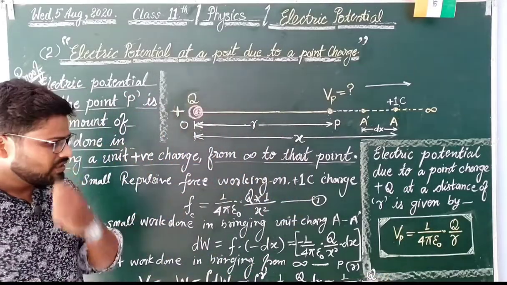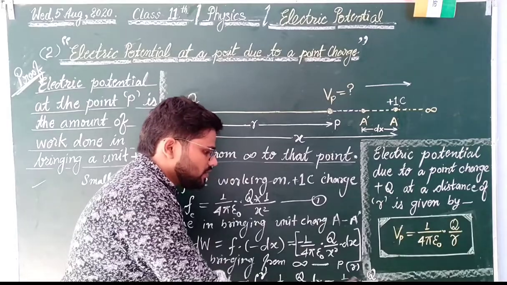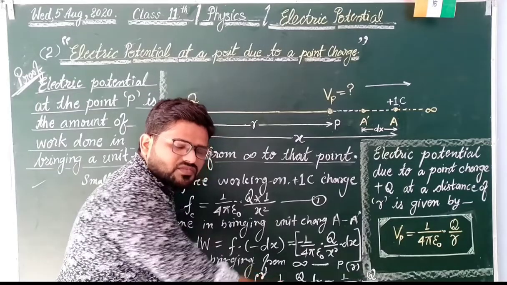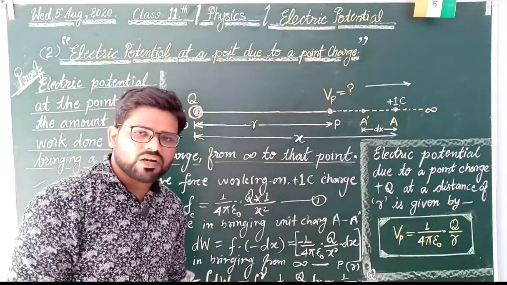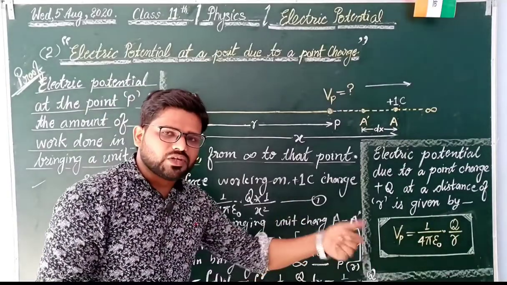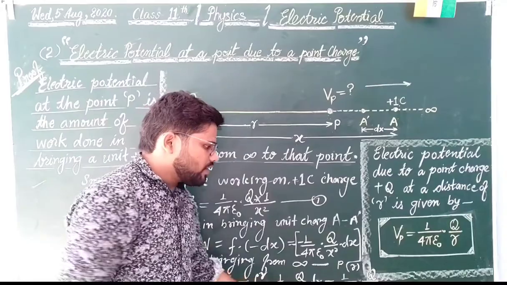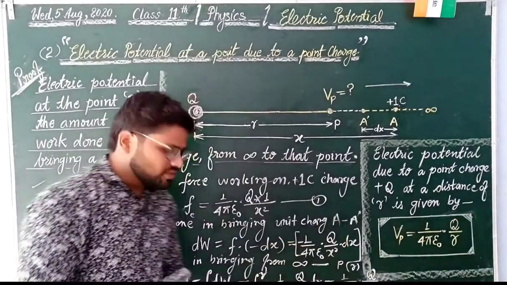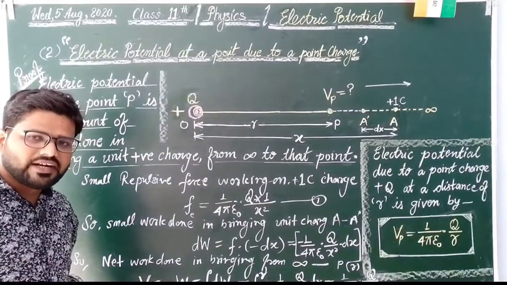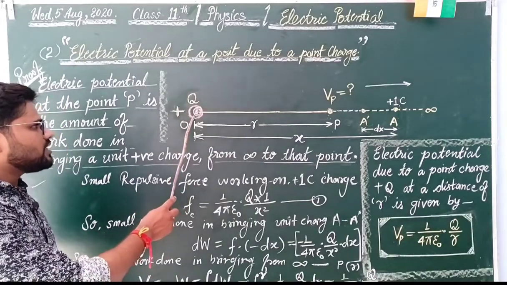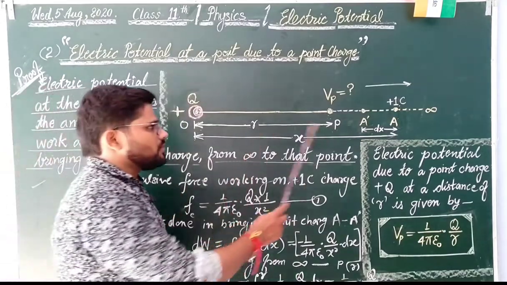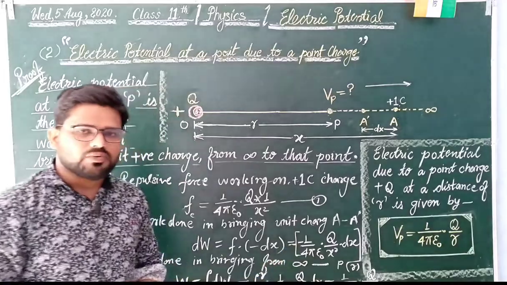You just integrate, you will get minus 1 upon x. Now place the upper limit and the lower limit. So 1 upon r minus 1 upon infinity, that is 1 upon r. So our answer is 1 upon 4 pi epsilon naught into q upon r. So this is the electric potential due to point charge plus q at a distance of small r. Hence proved. Note down.